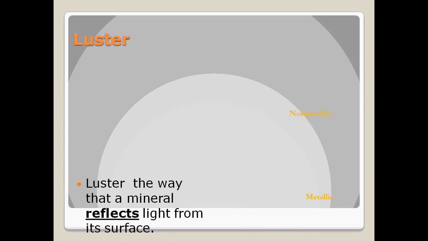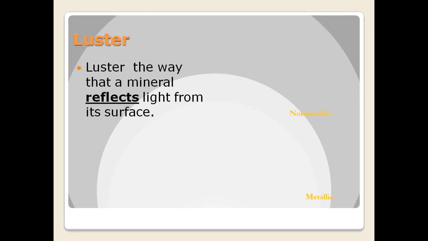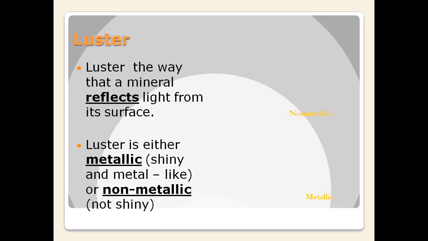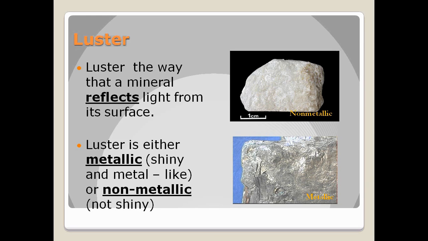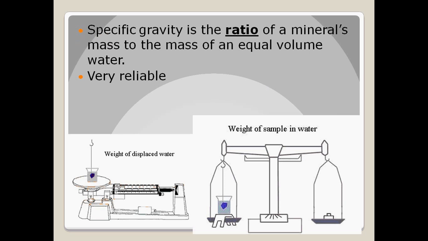Now, luster refers to the way that a mineral reflects light from its surface. Luster can either be classified as metallic or non-metallic depending on the material. And in the 2 examples, you have 2 minerals that both feature luster. However, the one on the top has a non-metallic luster, and the one on the bottom shows a metallic luster.